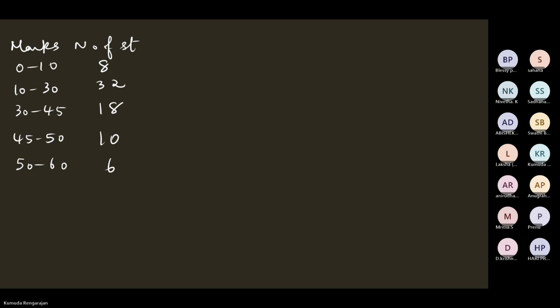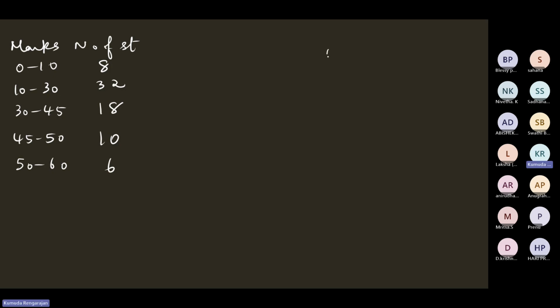That's what we want. If we have to put a histogram, we need a grouped frequency distribution with class intervals of uniform size. So in the first question we did, the class intervals were 0 to 50, 50 to 100, 100 to 150, and so on, where the size was 50 everywhere. But here you see that the size is different: 0 to 10, 10 to 30, 30 to 45, 45 to 50, 50 to 60.